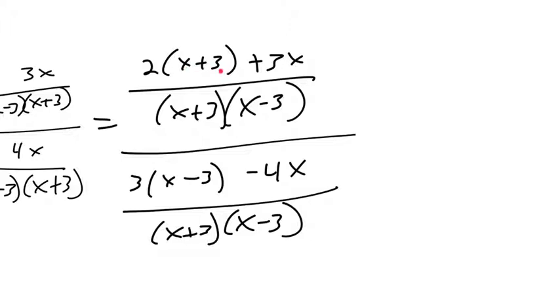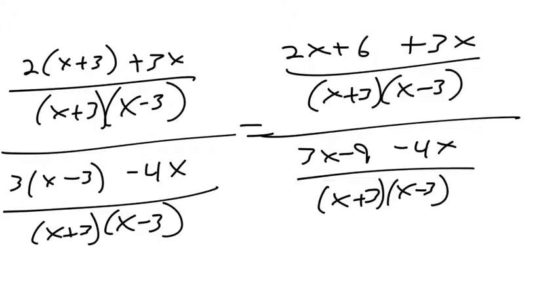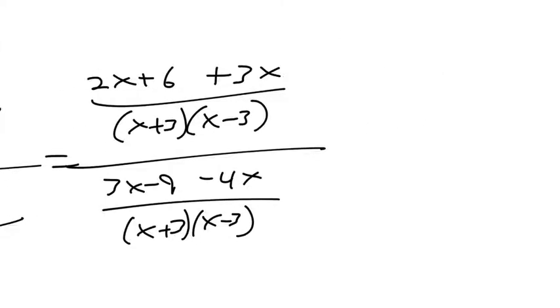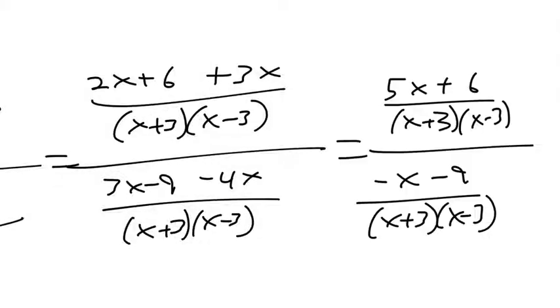So let's expand the tops here. 2x plus 6 plus 3x. We'll have 3x minus 9 minus 4x. I'll do out this multiplication. And then we can combine like terms. We got 2x plus 3x makes 5x. 3x minus 4x makes negative 1x.